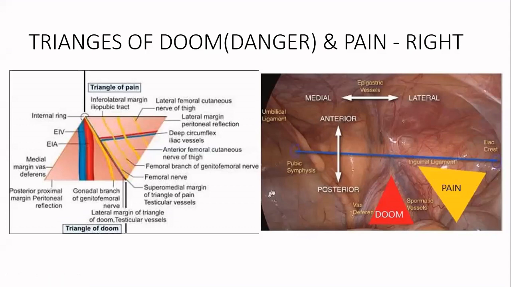External iliac vein, the continuation beyond the inguinal ligament, is the femoral vein. So it is called the triangle of doom, and you get a lot of nerves lateral to this triangle, right? Those are the iliohypogastric nerve and even the ilioinguinal nerve, right?